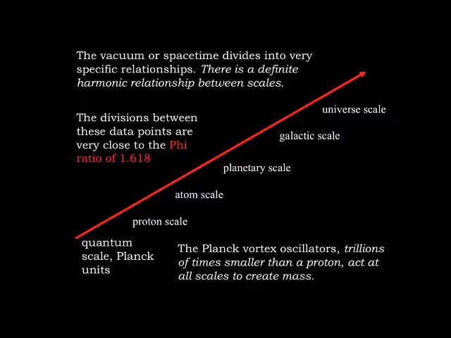Now, this was a tremendous discovery of Nassim. He found that the vacuum divides. He shows this in a video, which I can't show you, so I have to take it from this diagram, but he found that the vacuum divides into very specific units at set mathematical intervals. And the divisions between these data points are very close to the phi ratio of 1.618. This absolutely astounded him that it was so mathematically exact. The Planck oscillators, the smallest known units of matter, trillions of times smaller than the proton, act at all of these scales to create mass. So we can visualize our world and ourselves as embedded in this web or lattice of Planck fluctuations, which are communicating across vast universal distances from every one of our protons to the visible surface of the universe.